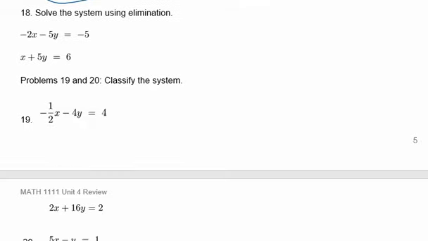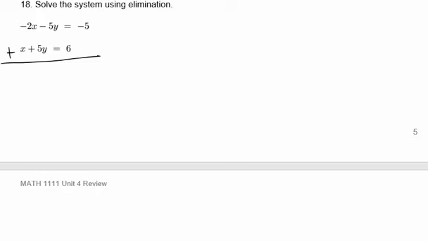Number 18, we're asked to solve the system using elimination. So if you notice that the x's or y's are opposites of one another, you can just put a line underneath and add. And so negative 2x plus x is negative 1x or negative x. Negative 5y plus 5y is 0, equals negative 5 plus 6, or 1. So x is negative 1.